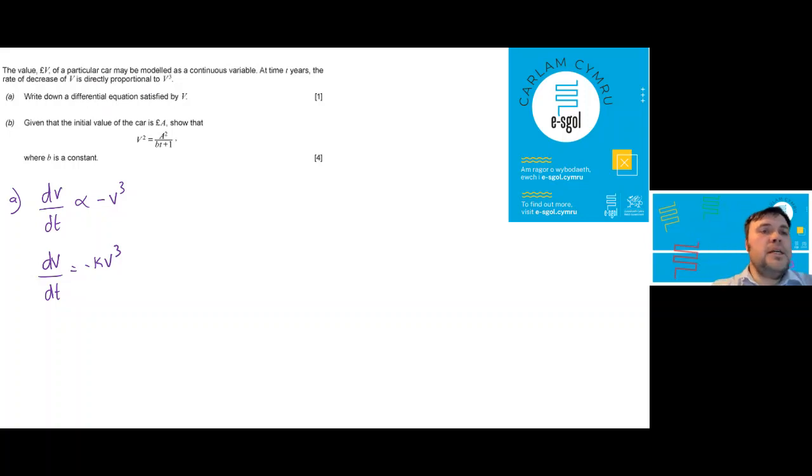It's then told us that, given that the initial value of the car is A, show that V squared equals A squared over (BT plus 1), where B is a constant. So how are we going to solve this differential equation? Well, we've got the initial value. The initial is when t is equal to 0. When t is equal to 0, the value of the car is equal to A.